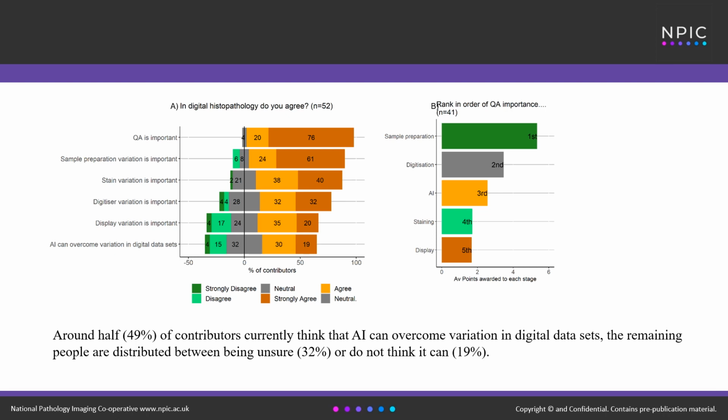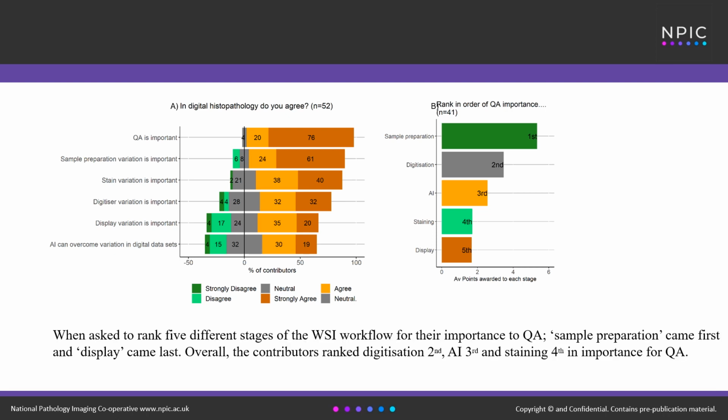Interestingly, around half of the contributors currently think that AI can overcome variation in the digital datasets. But there's still quite a large remaining half, and they're distributed between being unsure or not thinking that it can. We also asked them to rank the different stages of the workflow for their importance to QA. Sample preparation came first, and display came last.